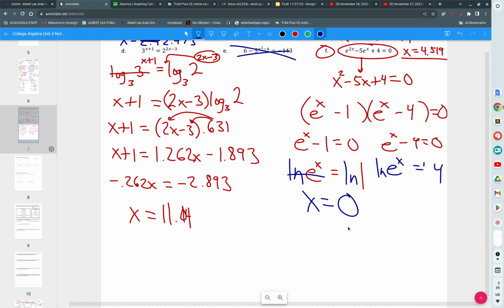You take the natural log of both sides, and we get x is equal to the natural log of 4, which is 1 point. Somebody? 386. So I have two solutions, 0 and 1.386. You okay with that? Awesome. So before we get to your homework, we're just going to spend a couple minutes here and answer a big question. Move to the very back page of your notes, all the way to the back.